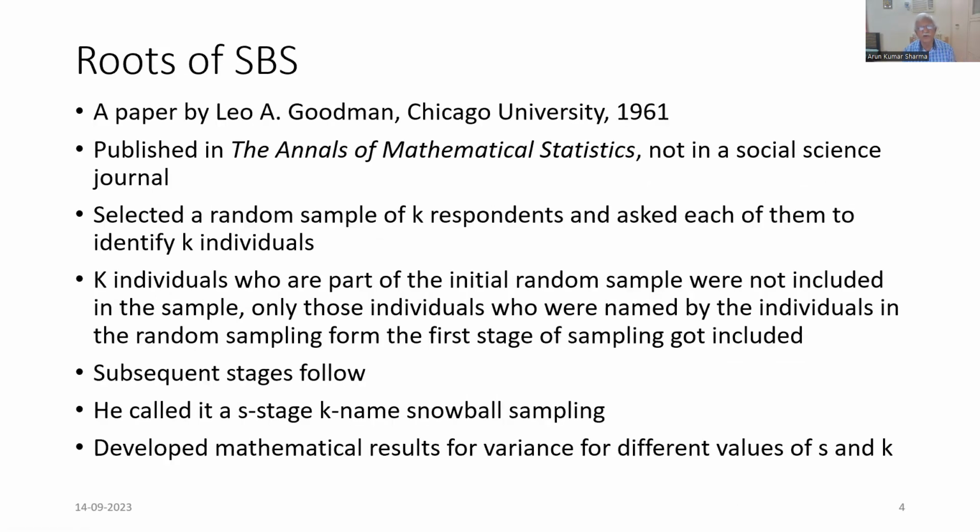What are the roots of snowball sampling? Snowball sampling was developed in the 1950s and 60s, and there is a basic paper by Goodman, who belonged to Chicago University. Surprisingly, this paper was published not in a sociology journal, but in the Annals of Mathematical Statistics.